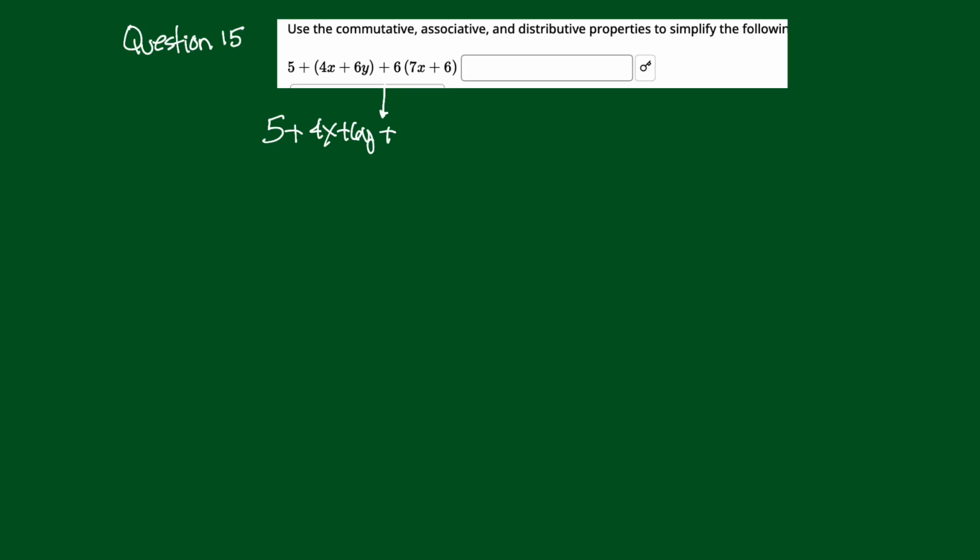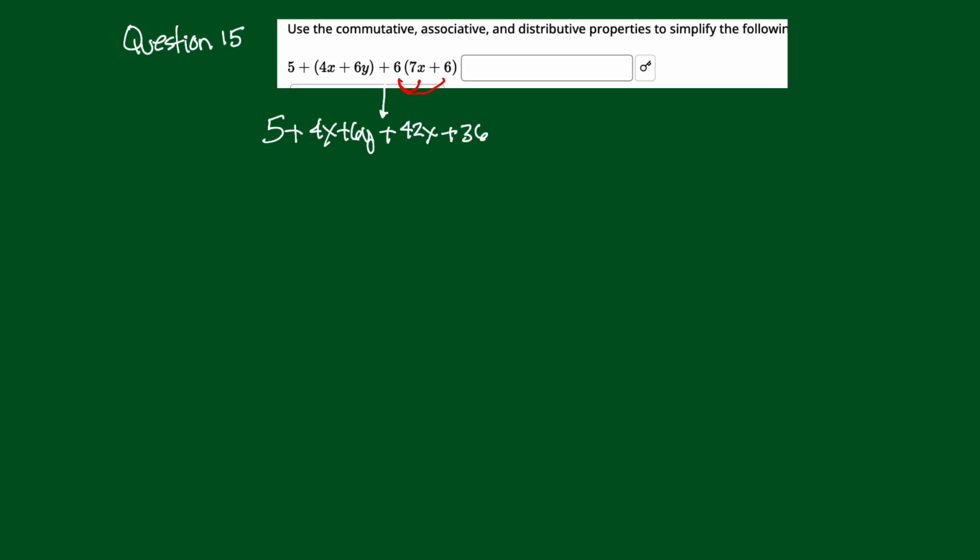What do you get when you multiply in? 6 times 7x, that is 42x, right? 6 times 7 is 42. You still have the x's. And then over here, plus, let's write that plus. And then we'll have 6 times 6. That's 36. So I'm going to go ahead and write that, 36.